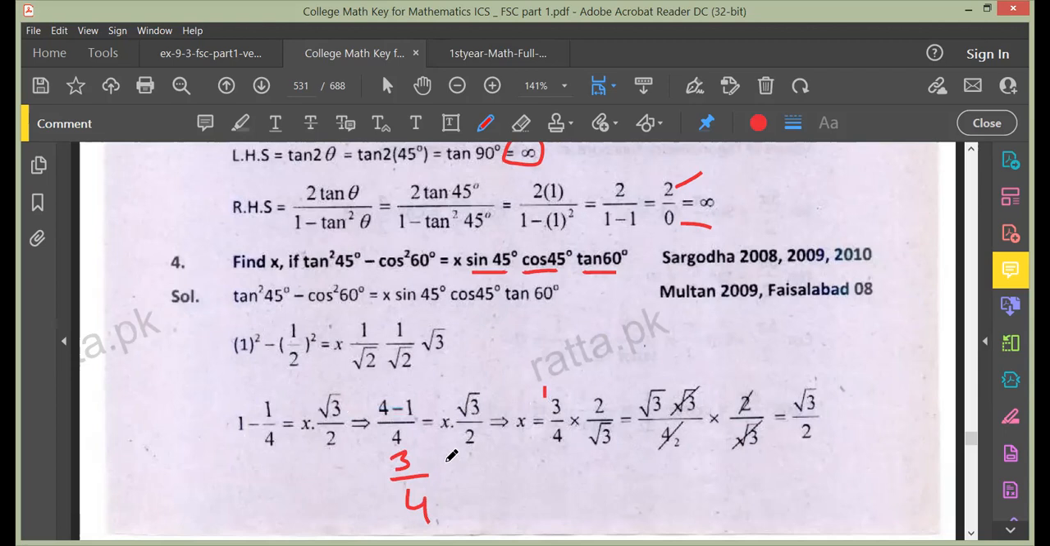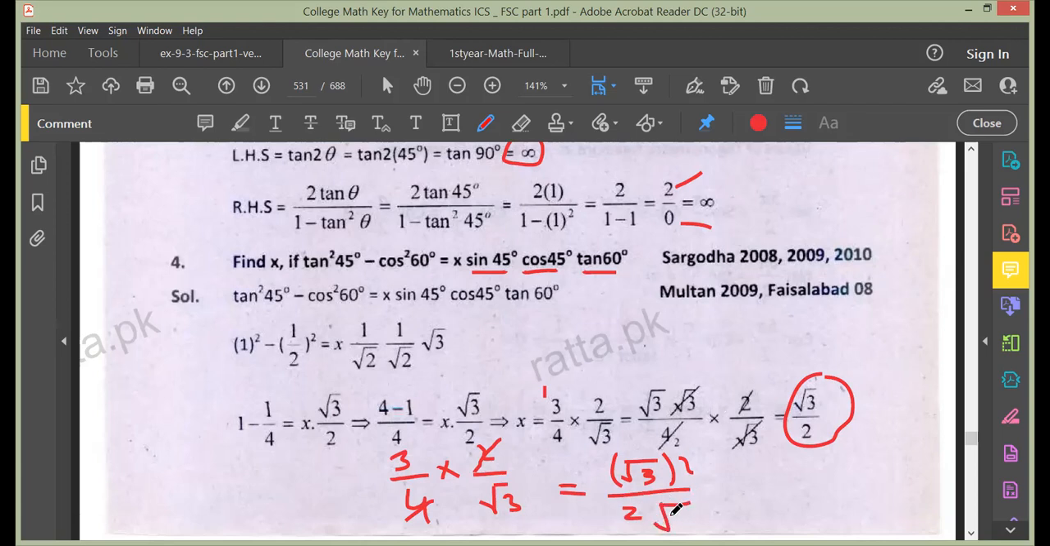And this is equal to x times 1/√2, that is 3/2 after changing the position, meaning this 2 is dividing, and here this is multiplying, and here this will be divided. So in simplification, our answer is equal to, if we write 3 as (√3)², over 2 and √3. One √3 will be cancelled, and our final answer will be equal to √3/2.